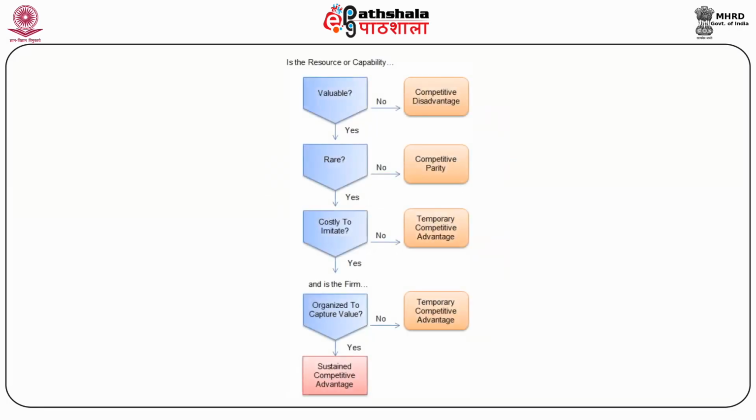So the question that the firm has to answer is, is the resource or the capability valuable? If the answer is no, the company does not have any advantage; rather, it is in a competitively disadvantageous position. But if the resource is valuable, the next test is, is the resource rare? If the answer is no, that results in a situation called competitive parity. But if the resource is valuable as well as rare, then the next question the firm has to ask is, is it costly to imitate the resource or capability?